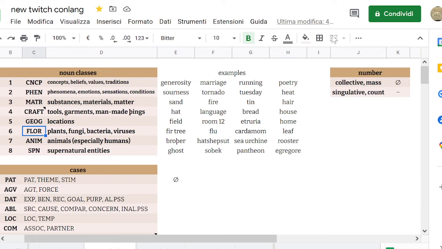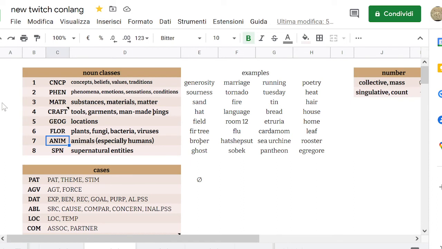Where the line is drawn with animate versus inanimate is very language specific. But I think it's less ambiguous in this language because I have such a clear delineation of what is not in the animate class. If it's in this floral class, like plants, fungi, bacteria, viruses, then it's not animate. If it's a location, it's not animate. If it's a craft thing, it's not animate. We can always think of edge cases, and I'm just going to allow those edge cases to be changeable depending on the situation. But I don't think there's a good grammatical reason to have them be separate.